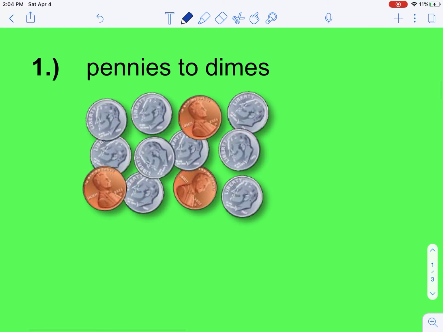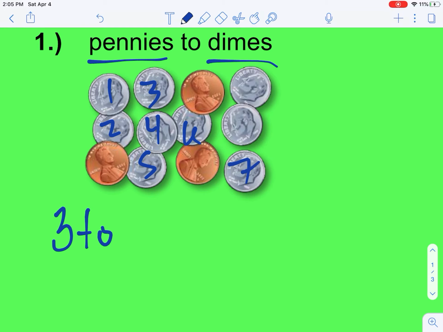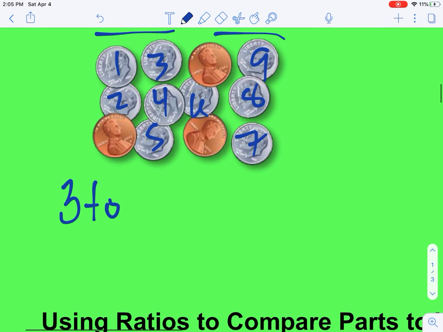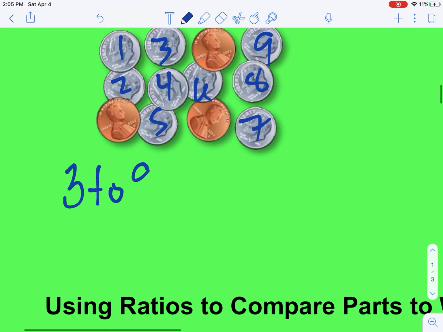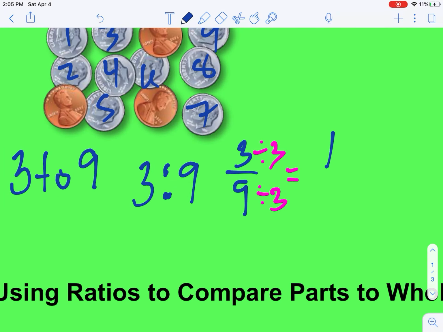The first thing we're comparing is pennies to dimes. I notice that I have 1, 2, 3 pennies. And dimes, I've got 1, 2, 3, 4, 5, 6, 7, 8, and 9. So I can write my ratio 3 to 9 with the word "to." I can write it 3 to 9 with the colon. And I can write it 3 to 9 with the fraction. But I do want to simplify my last one here. I can divide both of those by 3, and I can change that to 1 to 3.